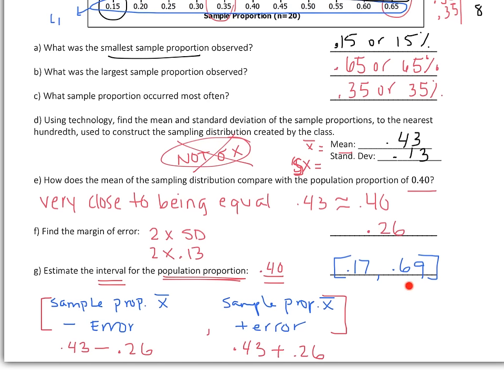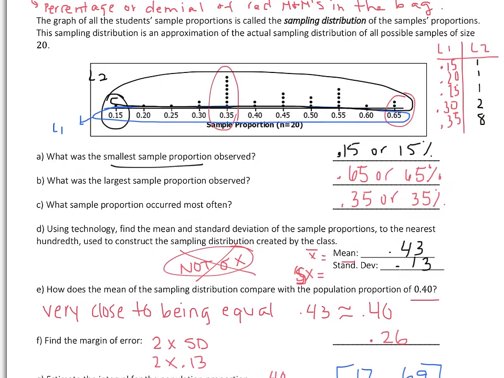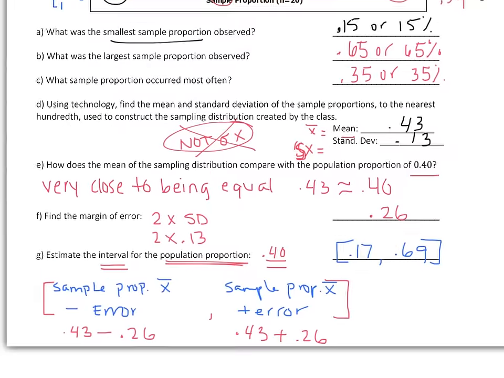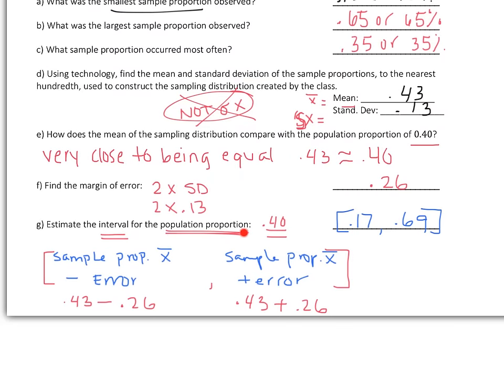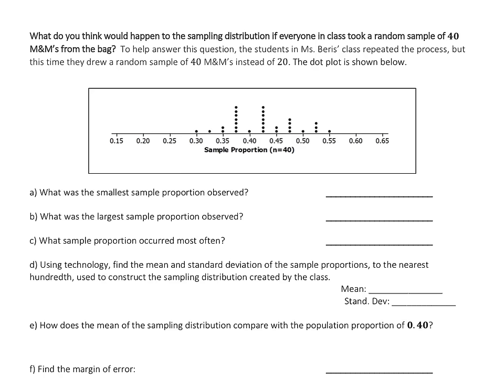But this is a pretty wide range. What do you think would happen to this range or interval for the population proportion if instead of sampling 20, we increased our sample? Do you think that this population proportion interval would get smaller or get bigger? Well, let's see. That's the question that I'm asking right now. What do you think would happen to the sampling distribution if everyone in the class took a random sample of 40 M&Ms in the bag instead of 20?